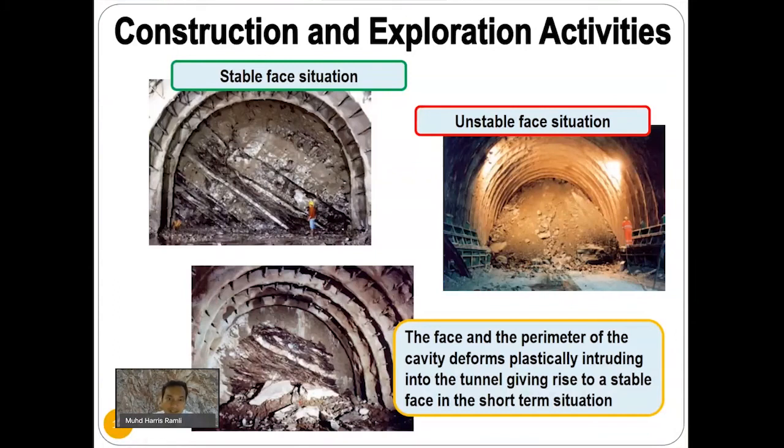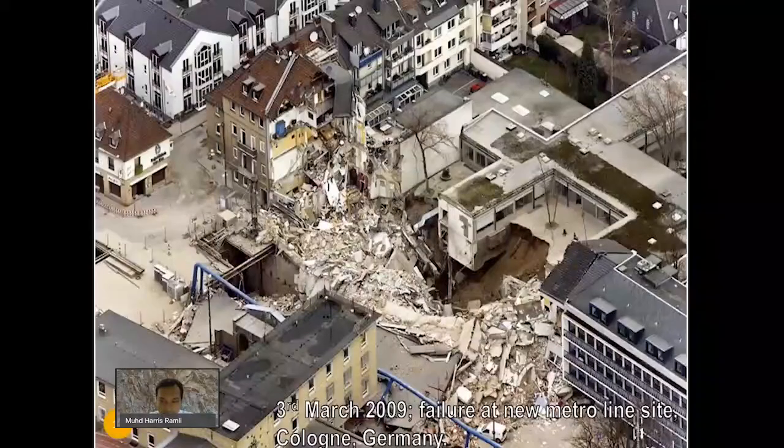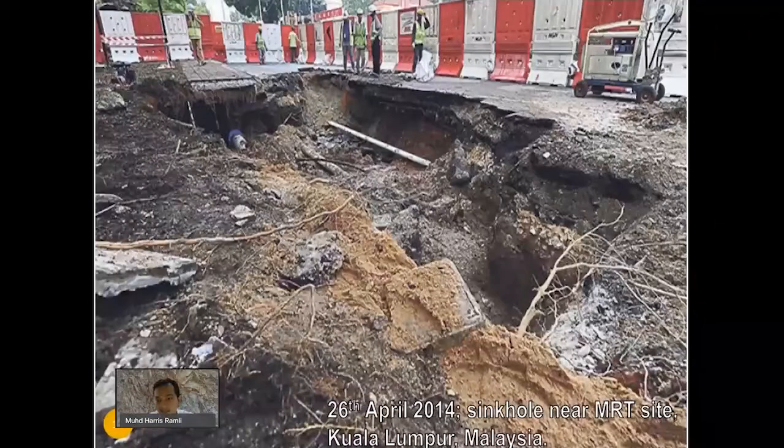So as you can see in here, this is considered like a stable phase situation. This is the one that you saw before. So it is an unstable phase situation. You have all the rocks already mixed with the soil, then everything actually fails. And this one is where the perimeter of the cavity deformed plastically, intruding into the tunnel, giving rise to a stable phase in the short-term situation. Like this one, failure at metro line sites in Germany. So this is in Malaysia. Sinkhole near MRT site in Kuala Lumpur.